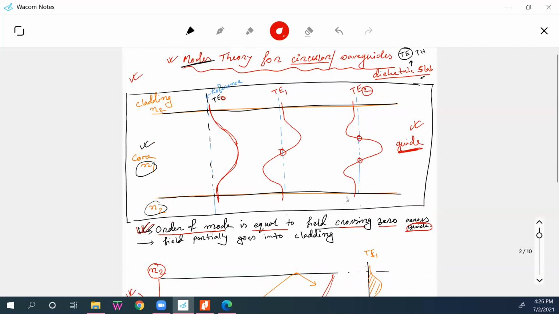Okay, how does this mode stuff come in now? What does this picture tell us? This picture tells us that the field partially goes into the cladding, isn't it? You see, this field partially goes into the cladding, right? This field also partially goes into the cladding. Now, the lower the mode, and TE0 is the lower mode, most of the optical power is in the guided mode, and a small portion is in the cladding.